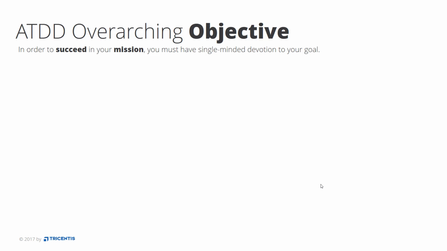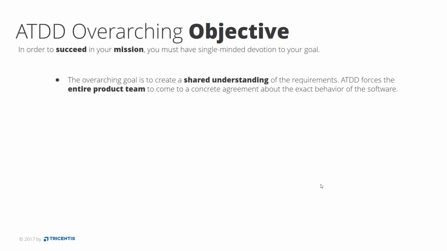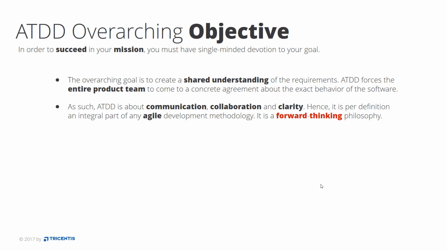So in order to succeed in your mission, you must have single-minded devotion to your goal. The overarching goal is to create a shared understanding of the requirements, and acceptance test-driven development forces the whole product team to come to a concrete agreement about the exact behavior of the software. So it's not that just one team is verified, it's really about the entire product team. And everything is about communication, collaboration, and clarity.